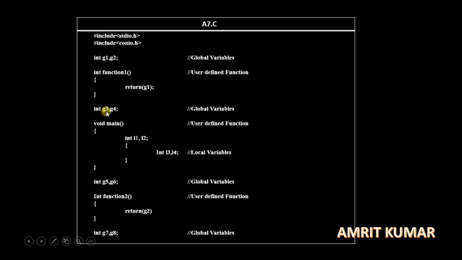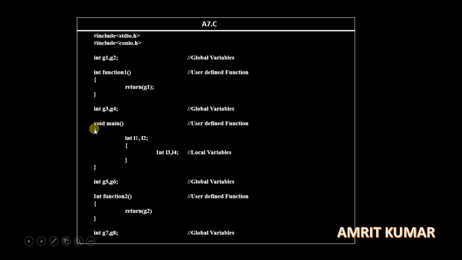This is a user defined function. You can define your own function. Now after that I have used G3 and G4, which are also global variables. Why? Because they are declared outside of the curly braces. Therefore, they are global variables and can be accessed because they are permanent variables. Therefore, they can be accessed anywhere, through this function or the main function. Now, after that, I have defined another function, which is the main function, whose return type is void.